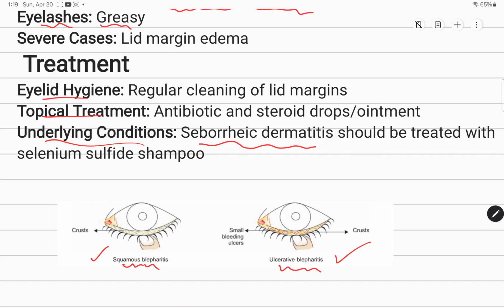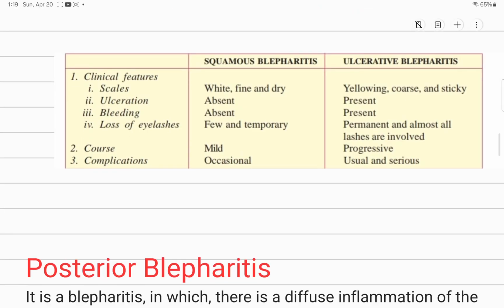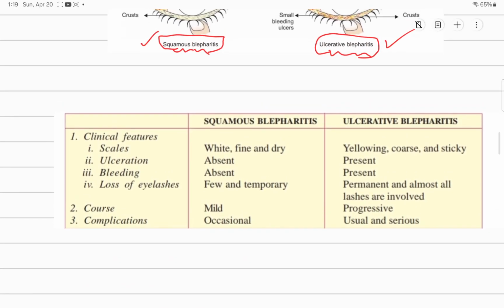Irritation or gluing of eyes: if the irritation is very extreme, then it is ulcerative, but if the irritation is a little bit mild, then it is squamous. So this is the summarized form. Then treatment is the same: hygiene, topical treatment, or if it occurs due to any underlying cause, then we have to treat that cause.